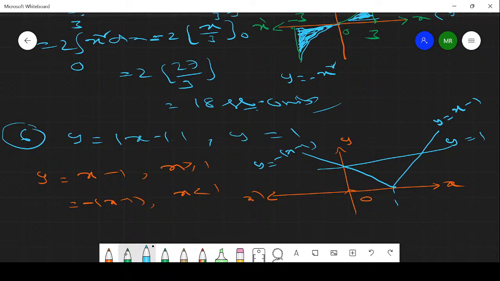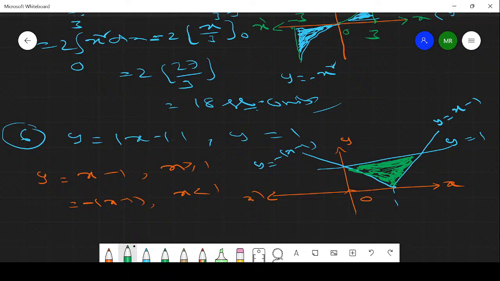That means the required area is this one. They shaded this, this is the required area. This one they are asking. This is the required area, in between the shaded part. This is the shaded part. Right, I think this is the required area.